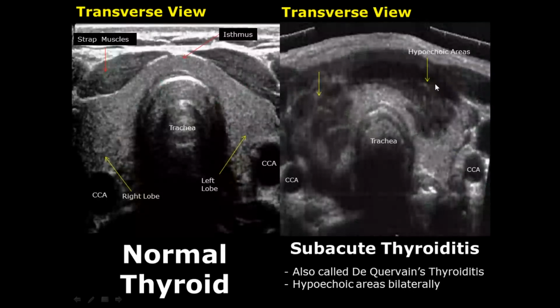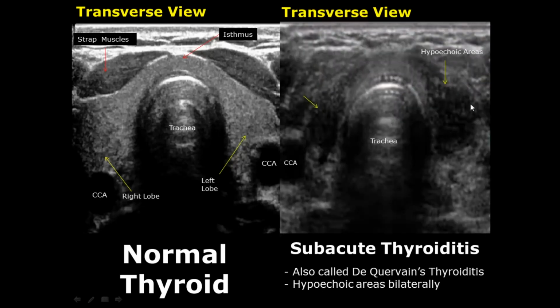Subacute thyroiditis, which is also known as de Quervain's thyroiditis, involves both lobes of the thyroid bilaterally. We will see hypoechoic regions in both thyroid lobes. Here is another case of subacute thyroiditis showing hypoechoic areas bilaterally in the right and left lobes.